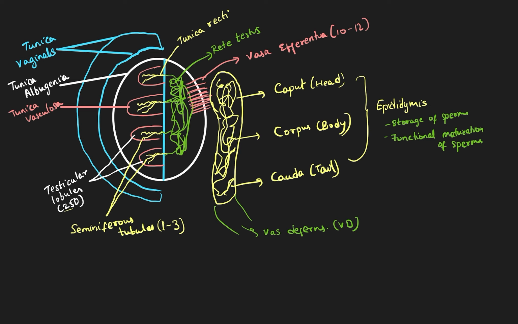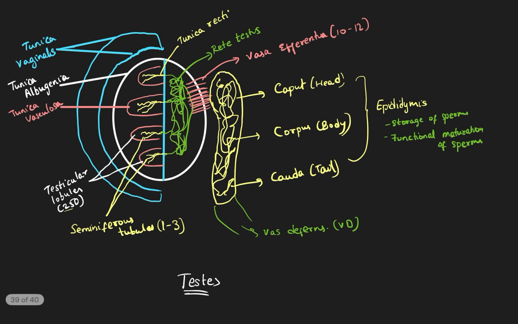These are the parts that you must remember. This is the structure of the human testis in males. Now we are going to study the seminiferous tubule. I told you about the seminiferous tubule here.